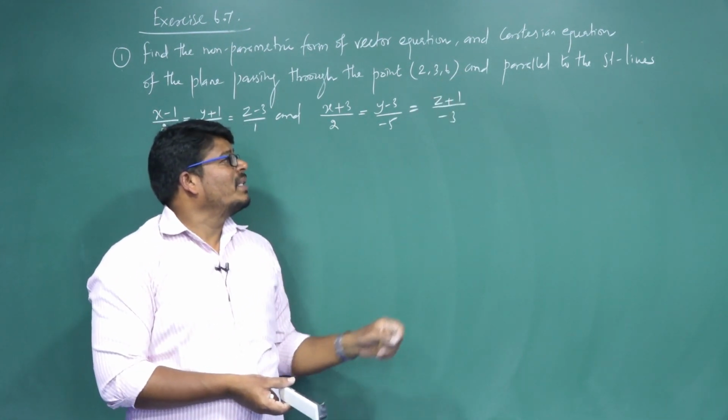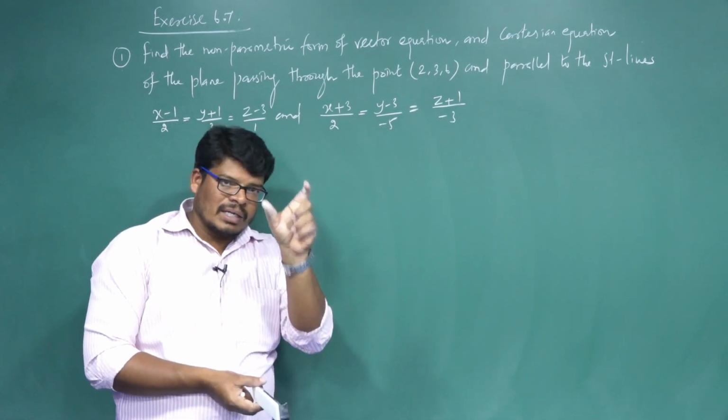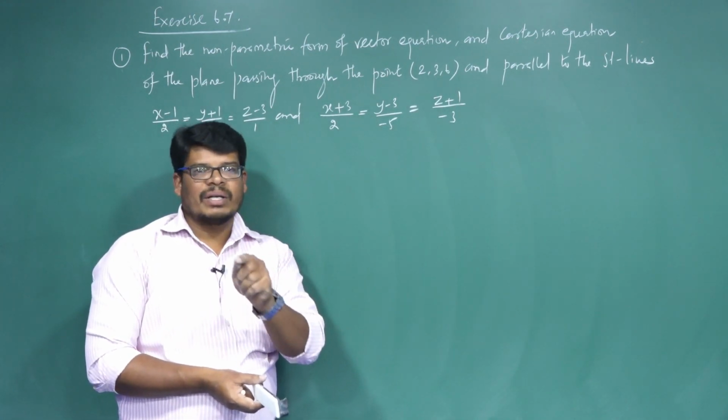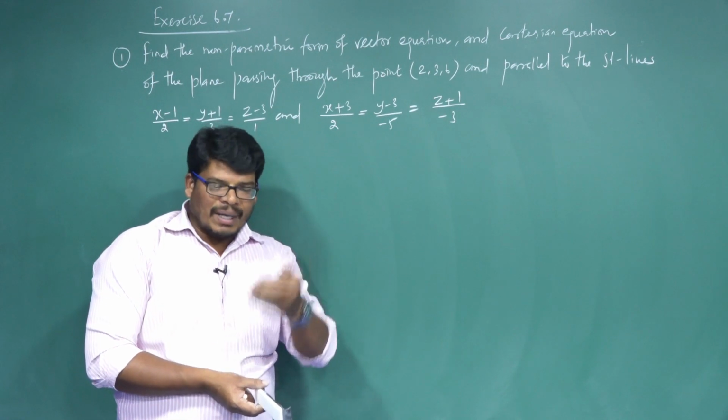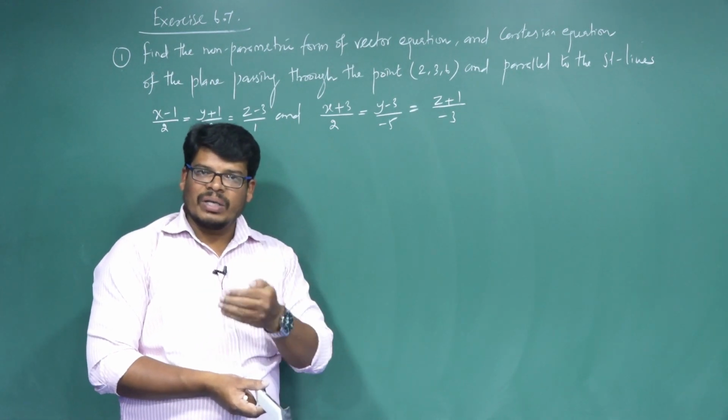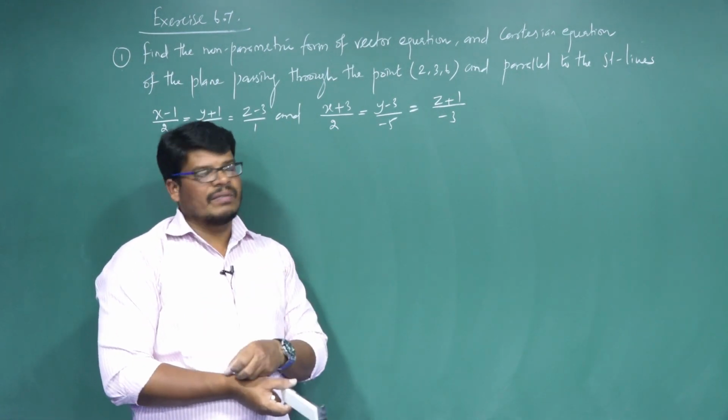And the Cartesian form, given one point, is the determinant of x minus x1, y minus y1, z minus z1, and the parallels l1, m1, n1, l2, m2, n2, equal to 0. This is the Cartesian equation.